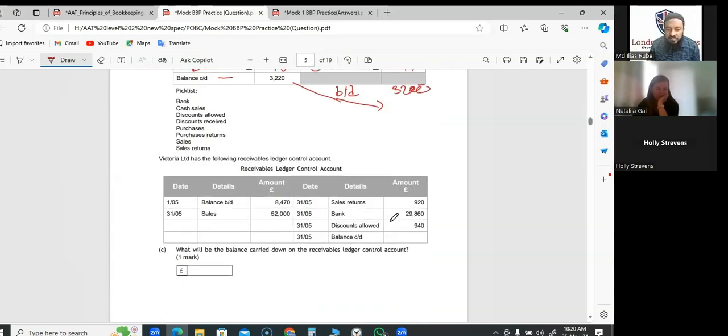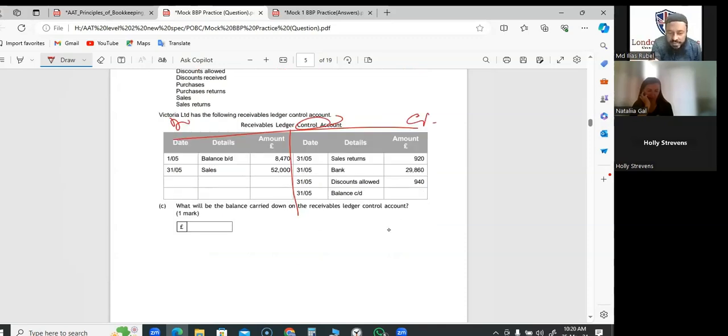Next bit, they give you a receivables ledger control account. Control account. It's a T account, debit side and credit side. On the screen, please, can you see popular items, balance BD and sales on the debit side, and the sales return, bank, discount allowed, could be a recoverable debt, could be contra on the credit side. So what is your balance CD, BD?